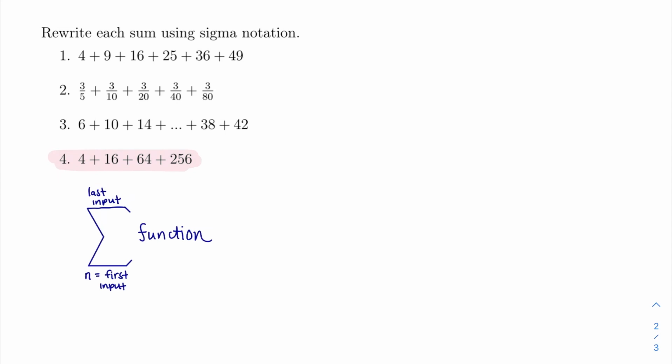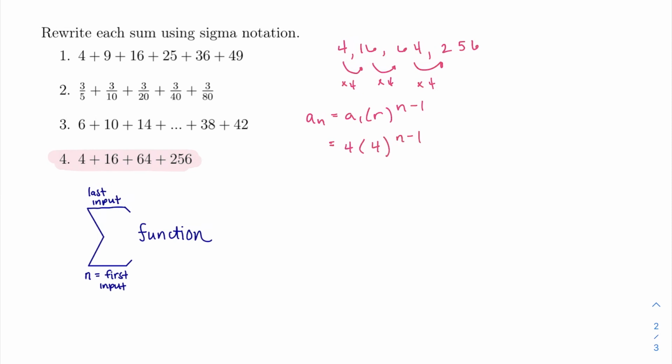So for this one, I'm going to just write it as a sequence: 4, 16, 64, 256, and I'm going to see that there's a pattern. There's a clear pattern where I am multiplying by 4. Right? That makes this a geometric sequence, right? And if I use my formula for geometric sequences, I have A1 is 4, R is 4, so I'll have 4 times 4 to the n minus 1.